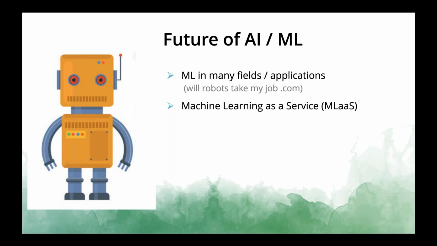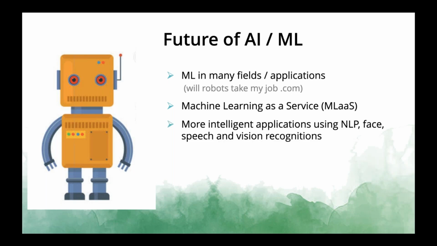So machine learning as a service will help: you can feed the system with the data that you have from different tools, and the service will be able to make meaningful information out of it. That is one futuristic direction. And there are more and more intelligent applications using NLP, face recognition, speech recognition, vision recognition. So more intelligent applications are coming up. And this is again important: continuous training and more meaningful insight, continuous training or retraining.